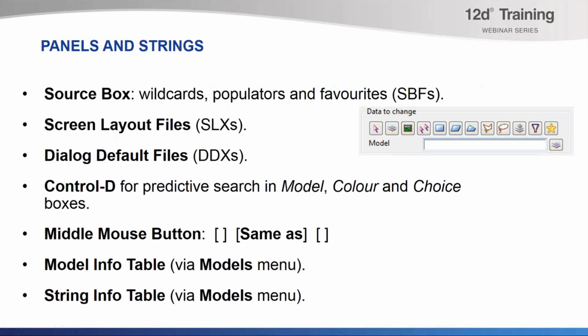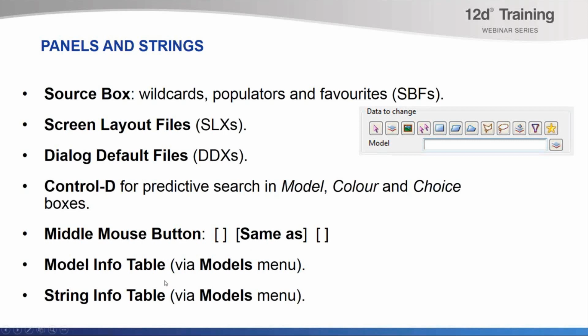I'll show you what Control D does in a panel. When you're in a model box or a color box or a choice box, that's a very handy one. And also how the middle mouse button can work inside a panel for doing a same as and picking a property of an element off the screen rather than having to select it from a drop-down list. And I'll also show you these two.